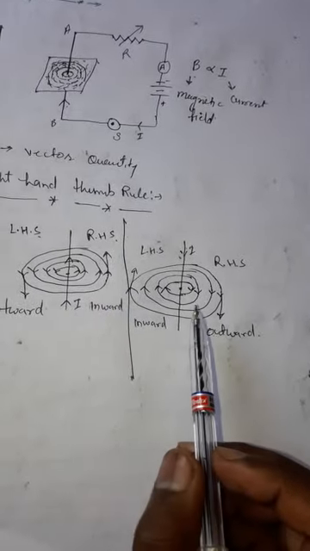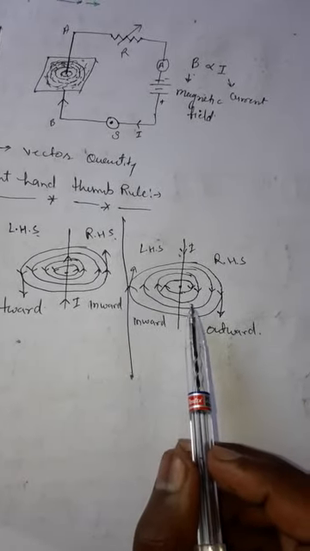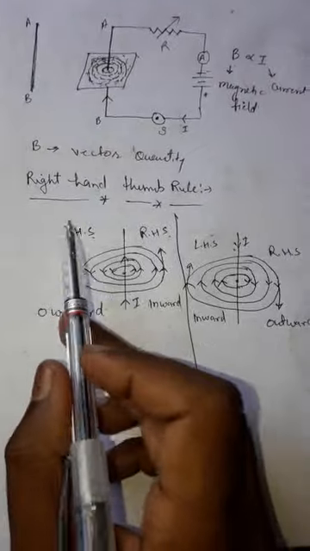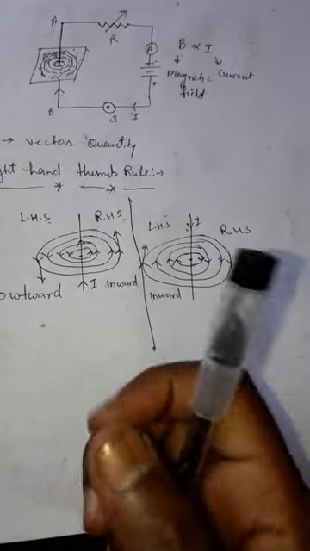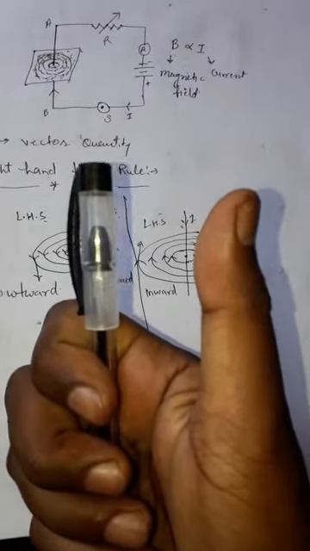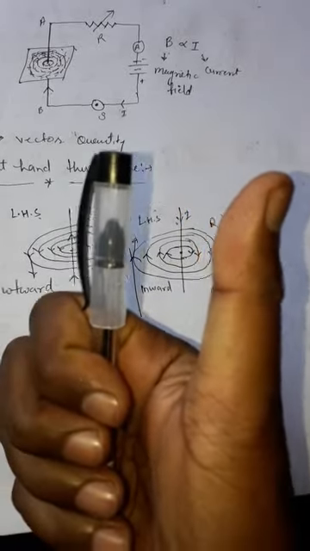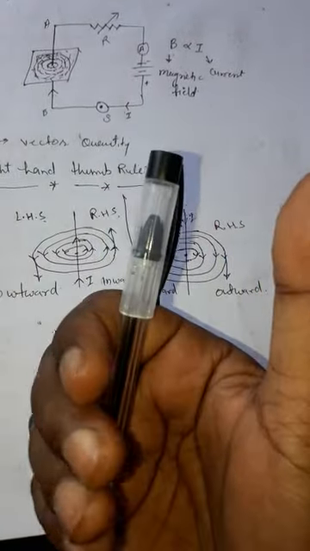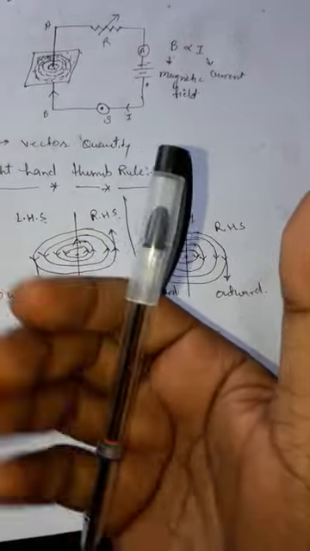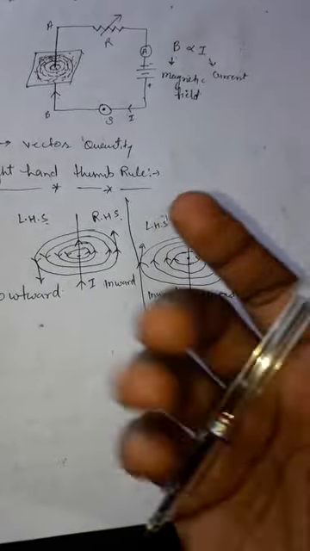So this is the right hand thumb rule, which shows the direction of the magnetic field. According to the right hand thumb rule, when the thumb of the right hand is projected in the direction of current, then the curl of the fingers gives the direction of the magnetic field.